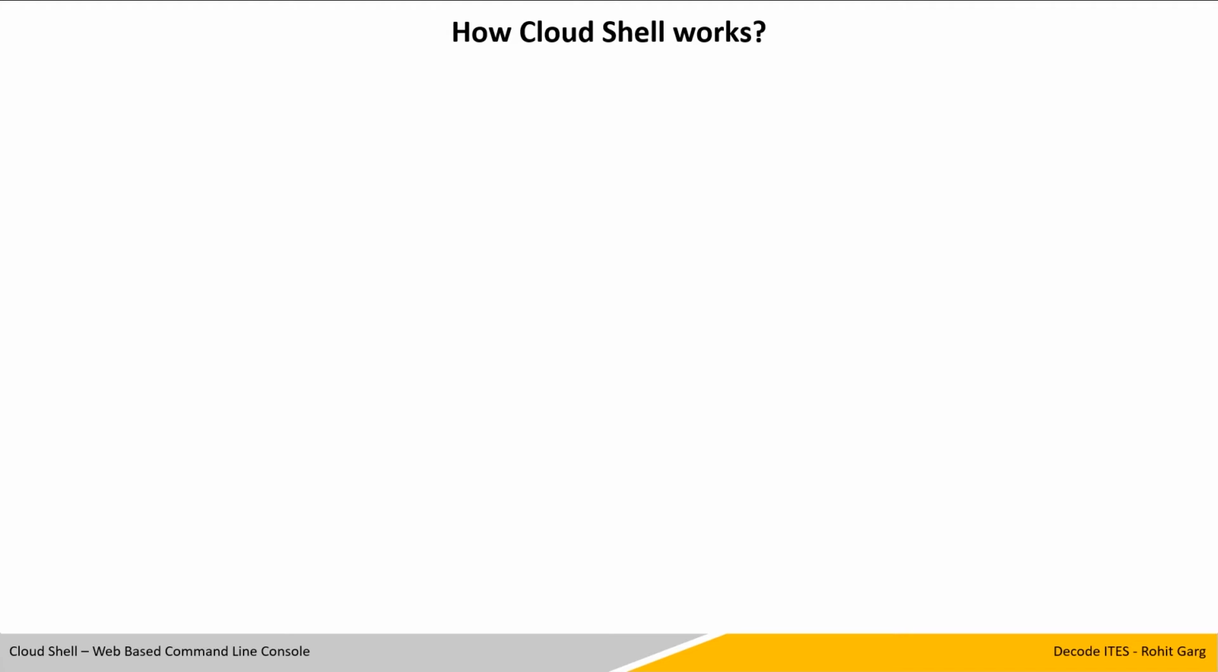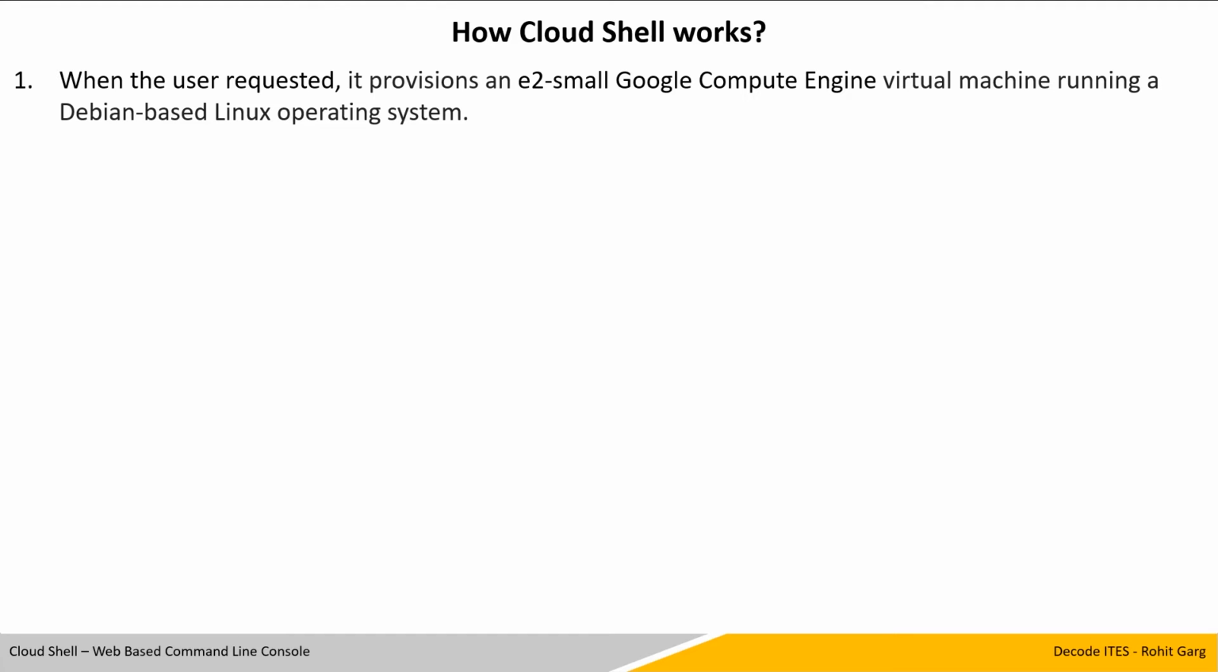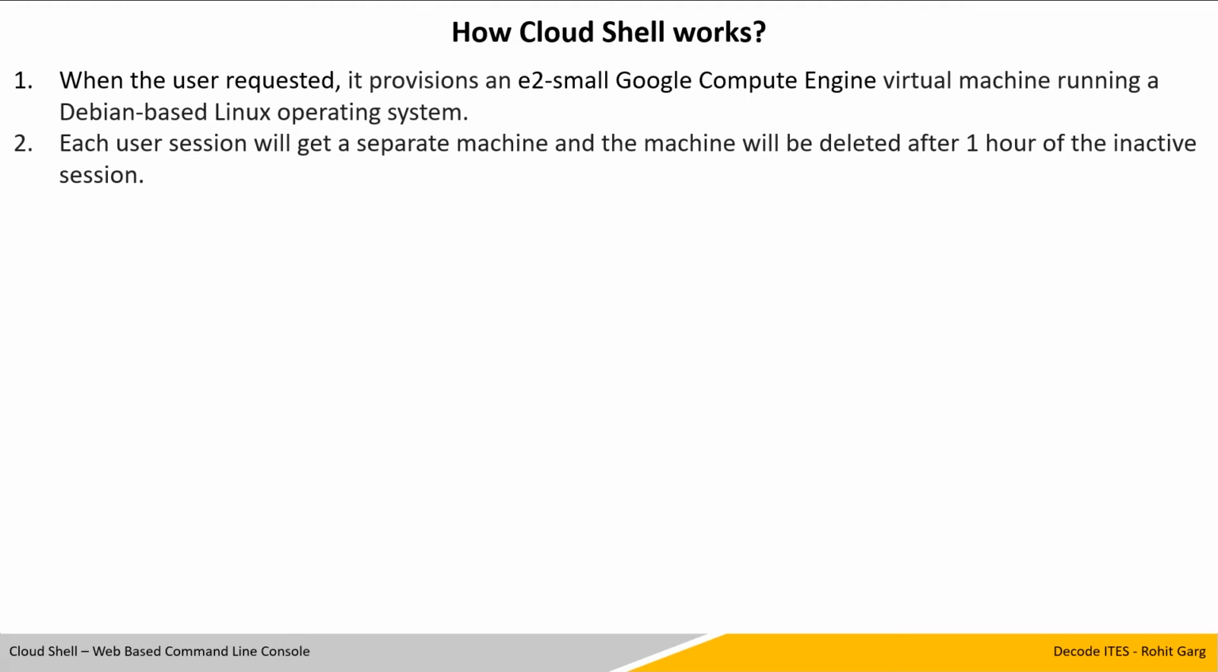In the last slide, we have seen what is Cloud Shell. Now we will see how it works in the background. Whenever a user requests a Cloud Shell, Google Cloud Platform provisions an E2 small Google Compute Engine virtual machine running on a Debian-based Linux operating system. Each user session will get a separate machine, and the machine will be deleted after 1 hour of inactive session.